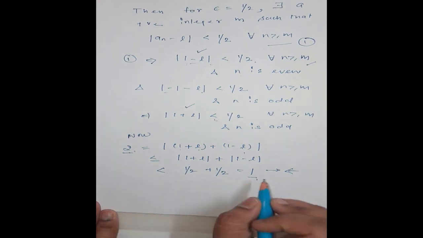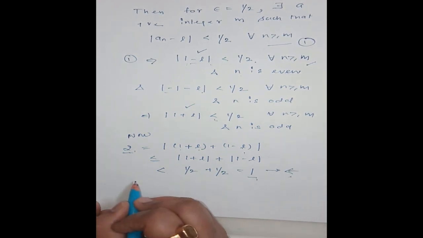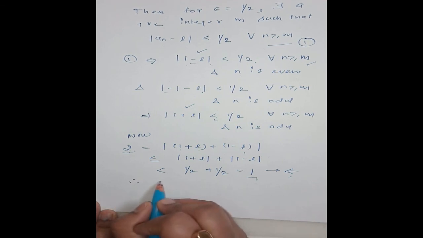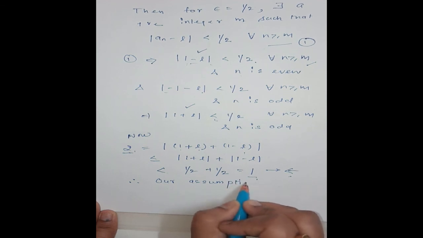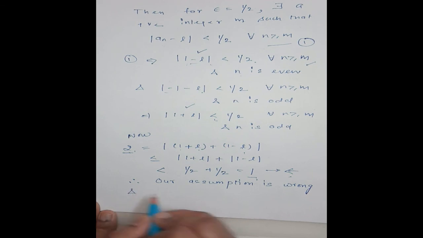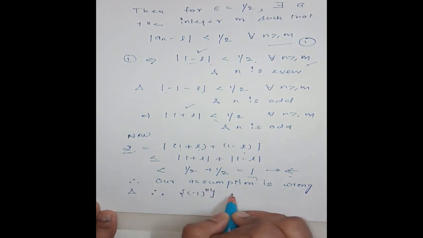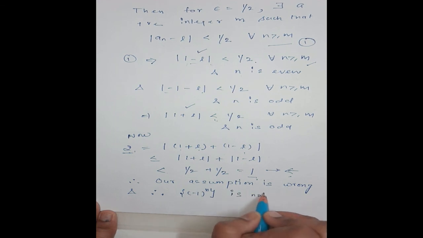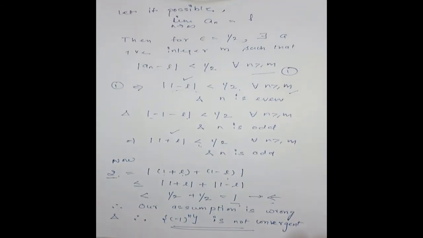Therefore, we arrived at a contradiction. Therefore, our assumption was wrong. And hence, the sequence (minus 1) to the power n is not convergent, or does not converge. Clear? Okay, clear?